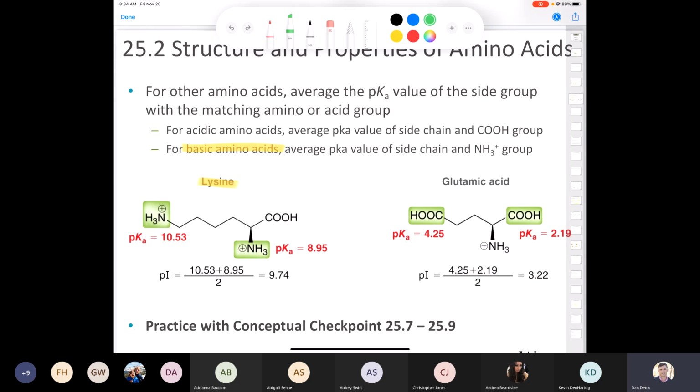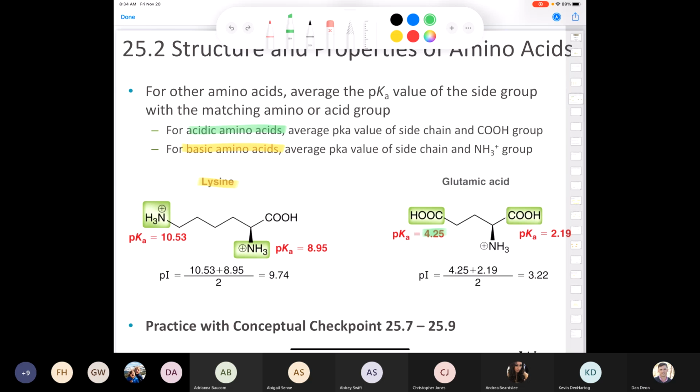If you have an acidic amino acid like glutamic acid, you have two acidic residues or portions in the molecule. You're going to take the average of those two pKa's, and that will be your isoelectric point. See, I almost did it. Okay, so calculating isoelectric point, not very difficult.